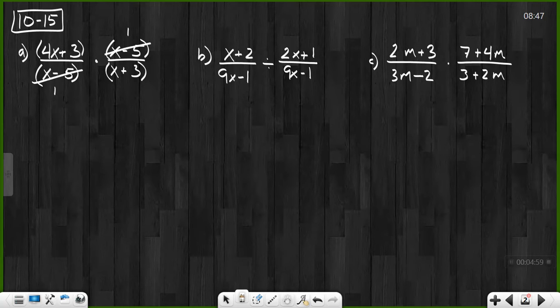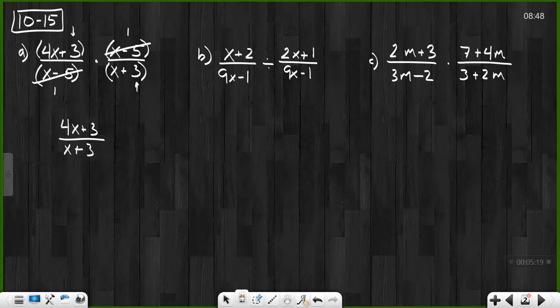I can't cancel these 3's. You might be tempted to, but they are inside our parentheses. You can't get to them. And if you look at the groups, they're not the same group. It's a 4x plus 3 and only an x plus 3. That's not the same number. So what's left on top? Well, I'm left with 4x plus 3 over x plus 3.